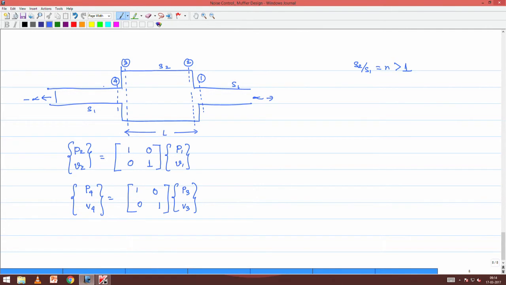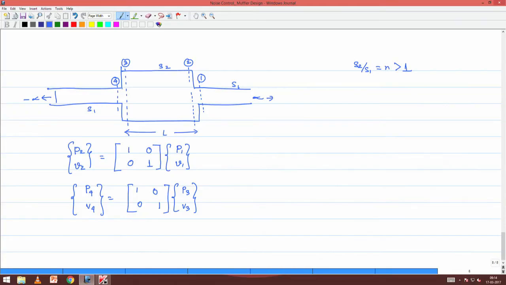So, the pressure and velocity on either side of the expansion point and the contraction point is just the same, velocity meaning mean velocity. All that remains is to relate between 2 and 3. So, P3 V3 has to be related with P2 V2 also, and we need to derive this matrix. We will call this for now T11, T12, T21, T22.